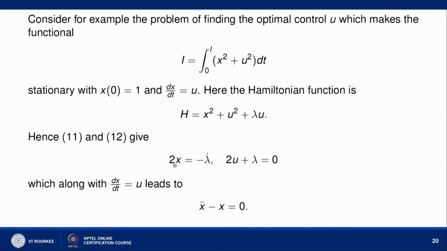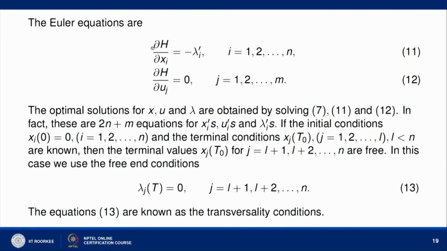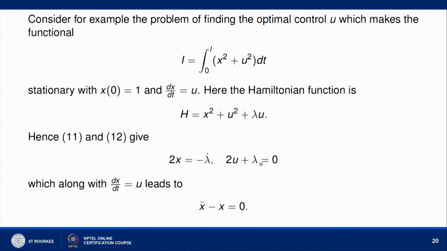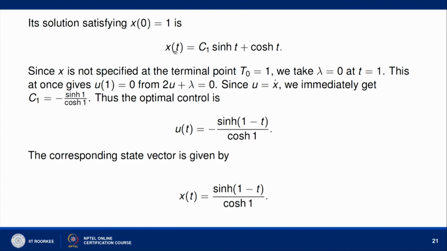If we do this, we have the equation 2x equal to minus lambda dash, which we get from equation number 11, and from del h by del uj equal to 0, we get 2u plus lambda equal to 0. Here u is given as dx by dt. If you use this, you can take out lambda and put it here, and the equation that the state vector satisfies is this second order differential equation, whose solution is x of t equal to c1 sinh t plus c2 cosh t.